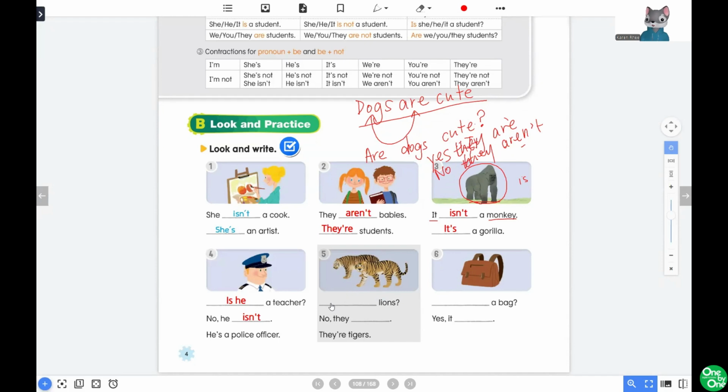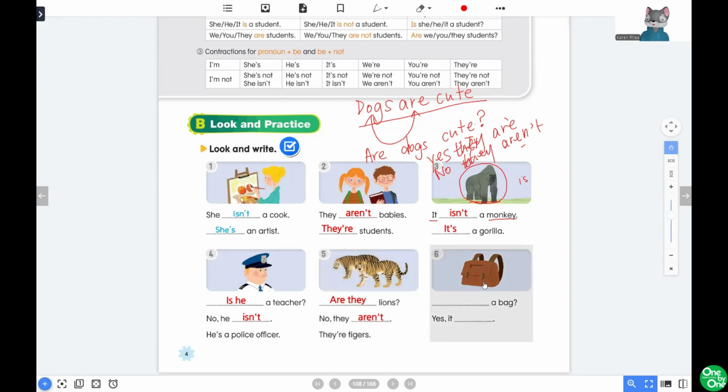There's two. Are they lions? They're tigers. So what do we need to say? We're asking a question. It's more than one. So what do we need to use? Which be verb? Yes. Are. Are they lions? We need to give them an answer. No, they aren't. Exactly.